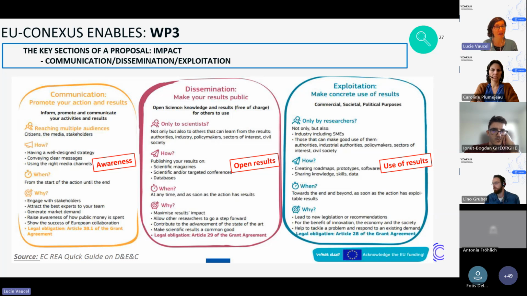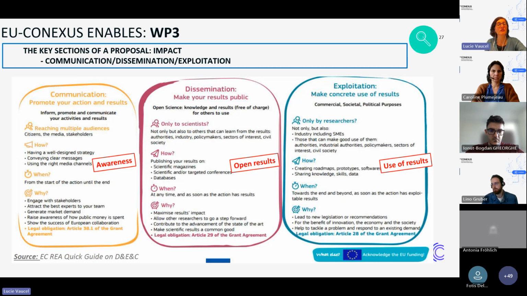Then you have dissemination, and communication has to be distinguished from dissemination. Dissemination aims at making your results public, and not only to scientists, but it can also be disseminated to authorities, industry, policymakers, and other sectors of interest or civil society. When you disseminate results of your project to a public, generally this public will have a need, will be interested in understanding and using these results. So the idea of dissemination is really to open the results of your project.